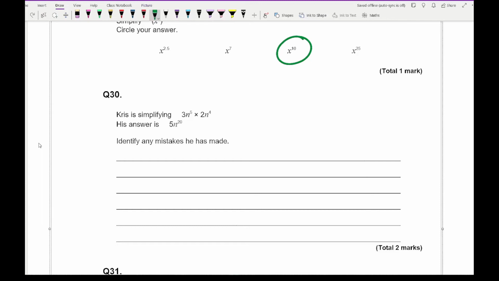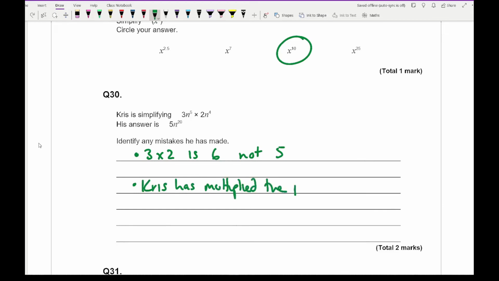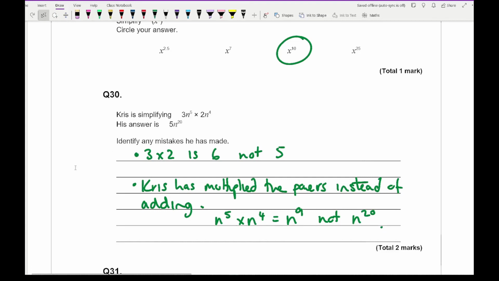Well, he's made 2 mistakes. His first mistake is that 3 times 2 is 6, not 5. And the second mistake he's made is that he's multiplied the powers. So Chris has multiplied the powers instead of adding them. So in other words, n to the power of 5 times n to the power of 4 should be n to the power of 9, not n to the power of 20. So something along those lines would be absolutely fine.